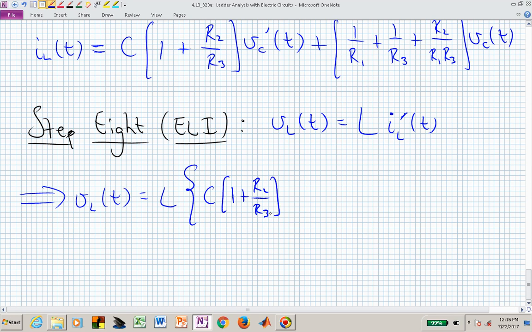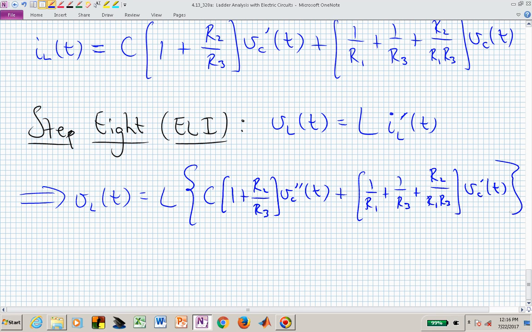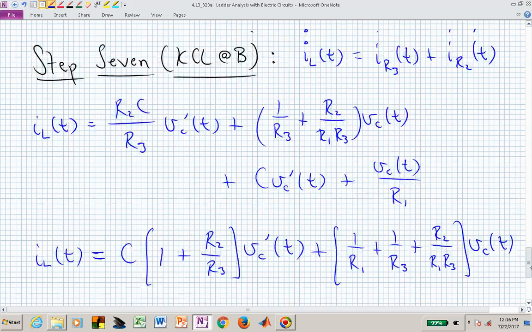We need to differentiate V sub C one more time. So there's our double derivative, which we were expecting, a second order derivative in V sub C, plus 1 over R1 plus 1 over R sub 3 plus R sub 2 over R sub 1 times R sub 3 V sub C prime of t, and close the curly brace. Whew. Well, we're almost there.